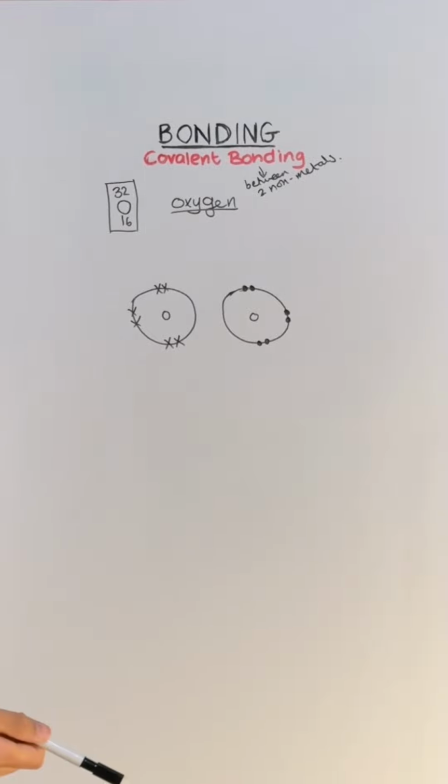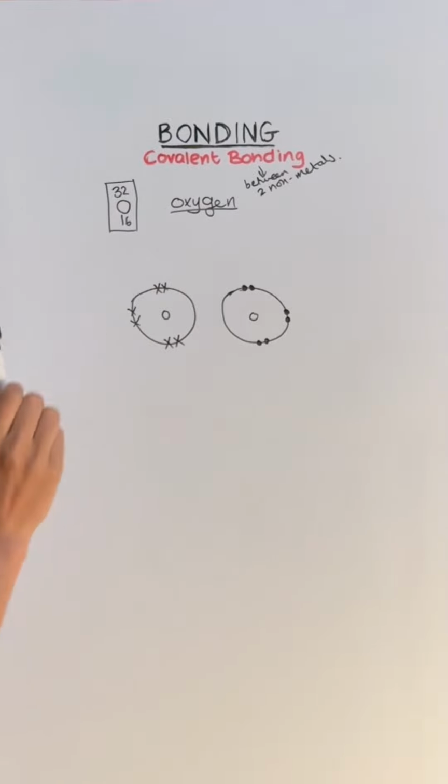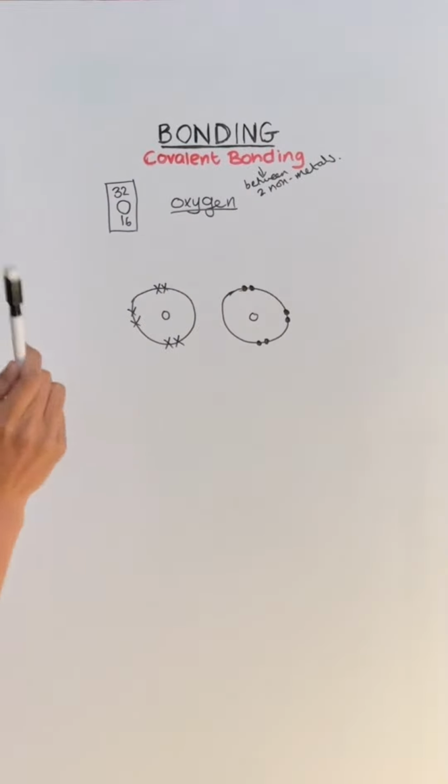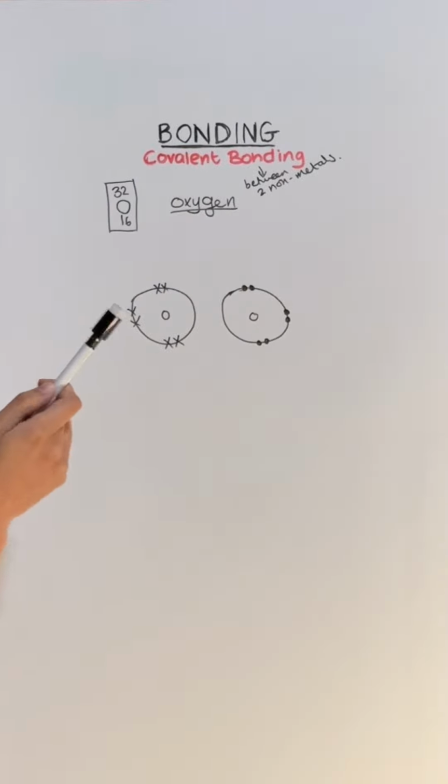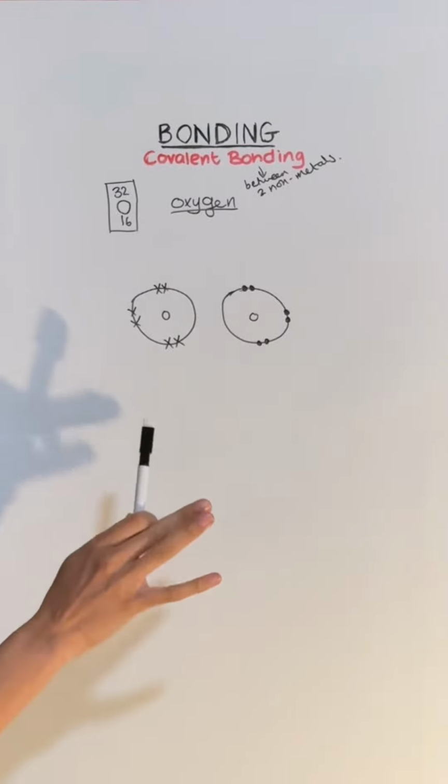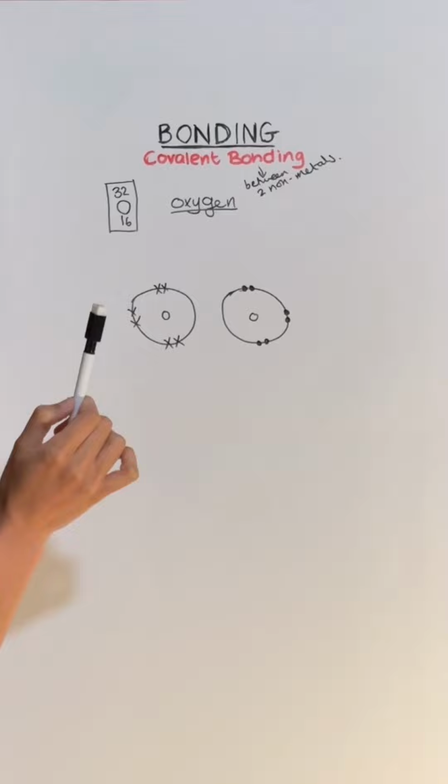Let's have a look at another example of a dot and cross diagram for our covalent compound. This time I'm going to have a look at oxygen. Remember that covalent bonding happens between two non-metals only, so it's not going to be any metals involved. I'm only having a look at non-metals, and we're going to have a look at oxygen.